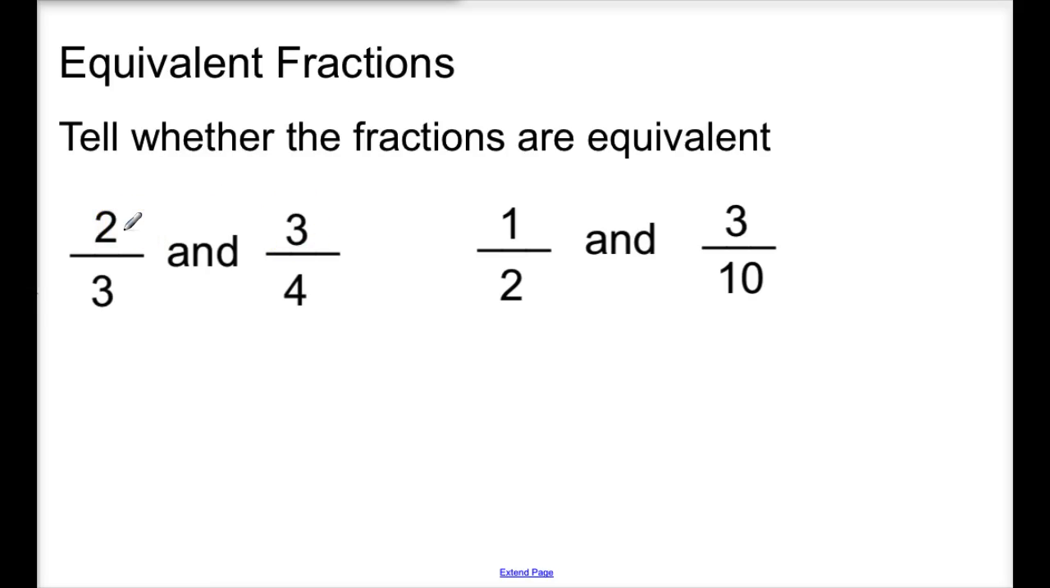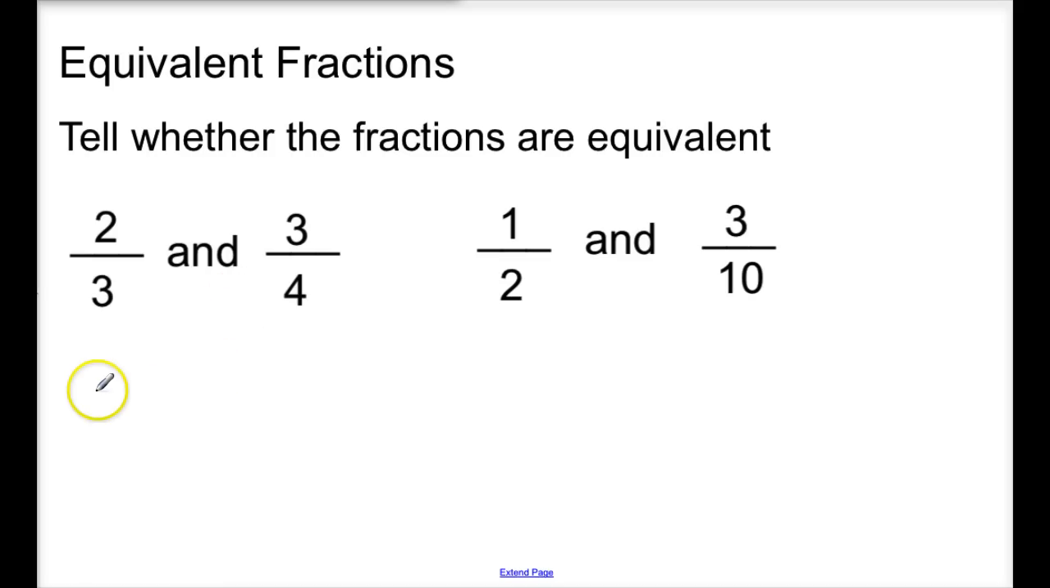So 2 times something, is that going to give me 3? Or is 2 divided by something going to give me this 3? And I can clearly see that that won't work. And so if it's not going to work for the numerator, let's try the denominator. Is 3 times anything 4? Or is 3 divided by anything 4? And I can look at this and say, no, that will not work at all.